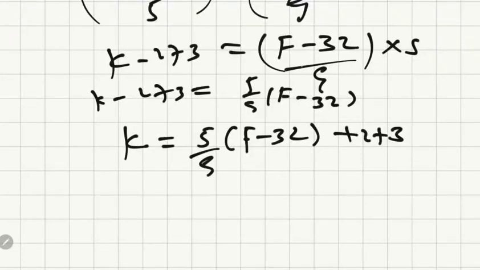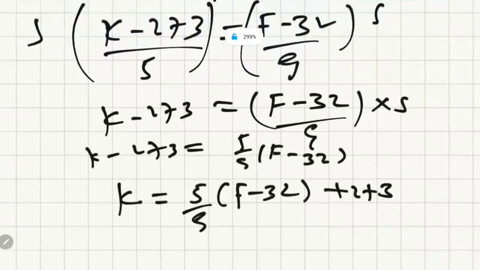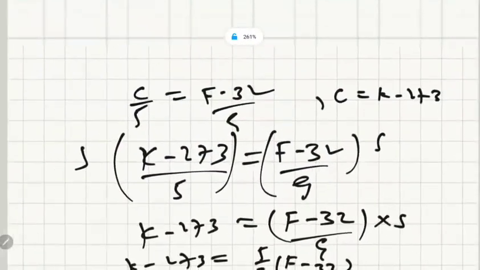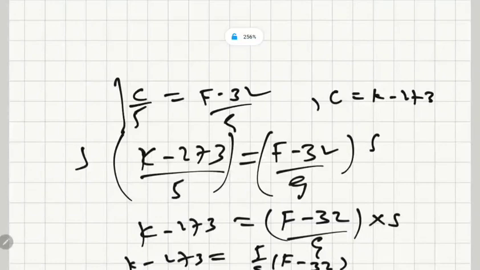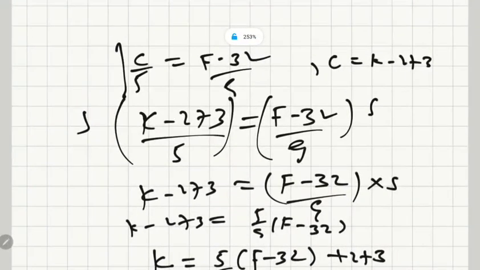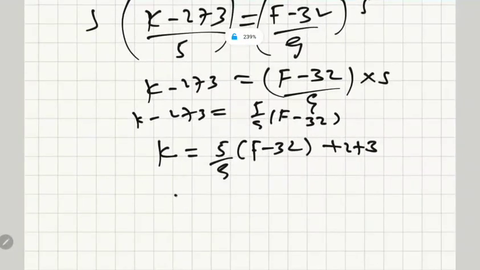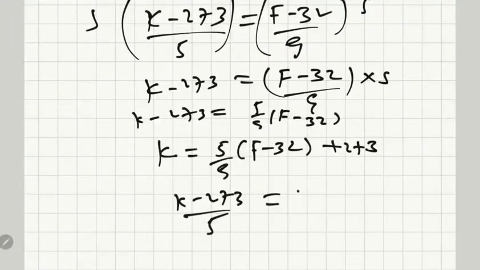And you can derive the expression for F from the above equation, from the beginning equation, from K minus 273 over 5 is equal to F minus 32 over 9. You can derive the expression for F by just solving for F.